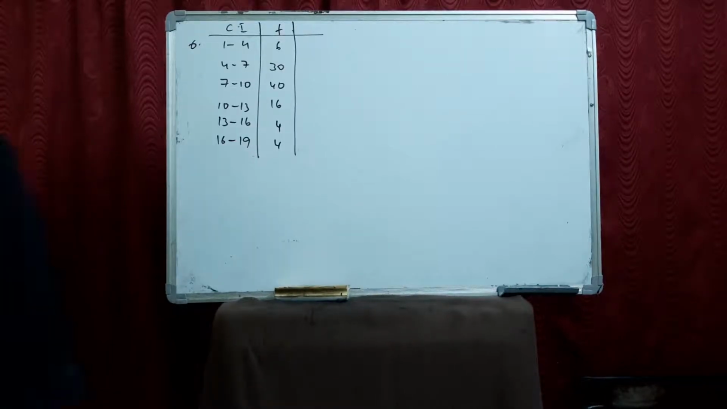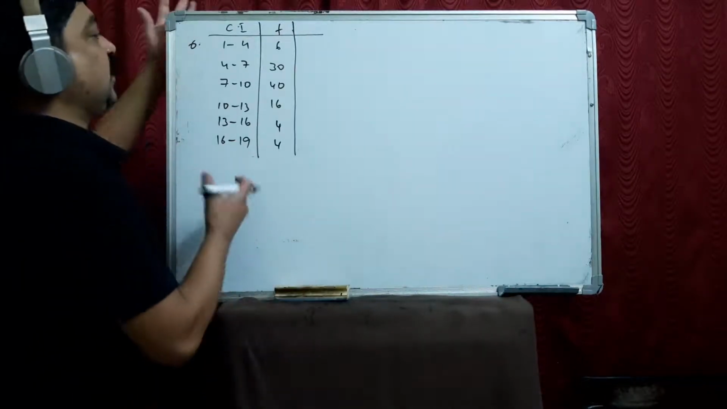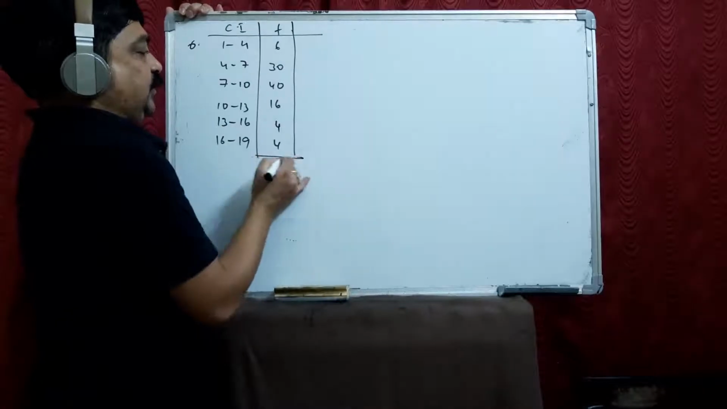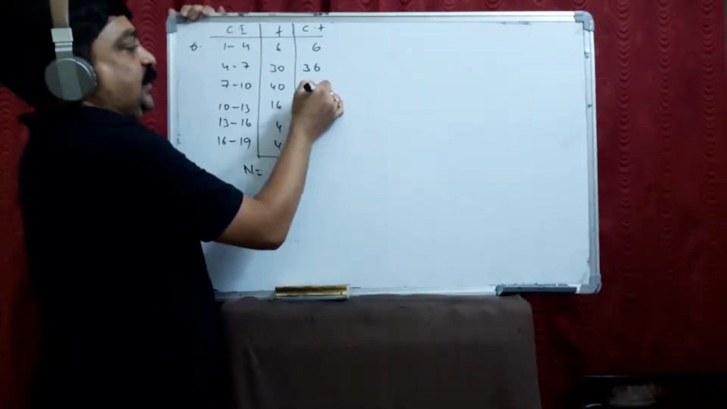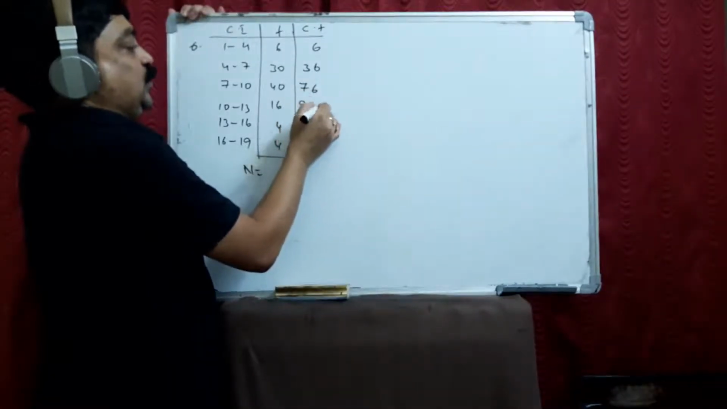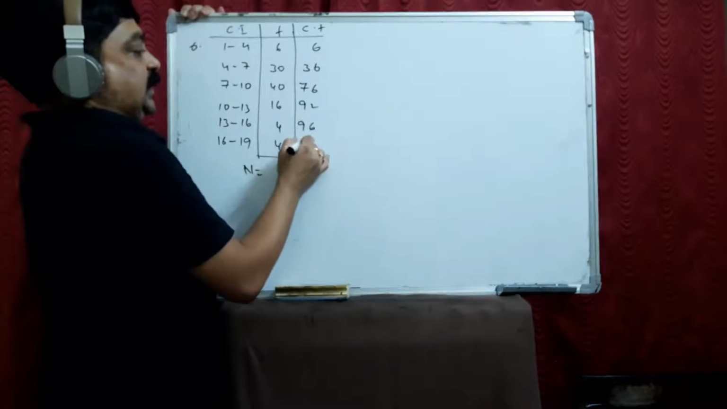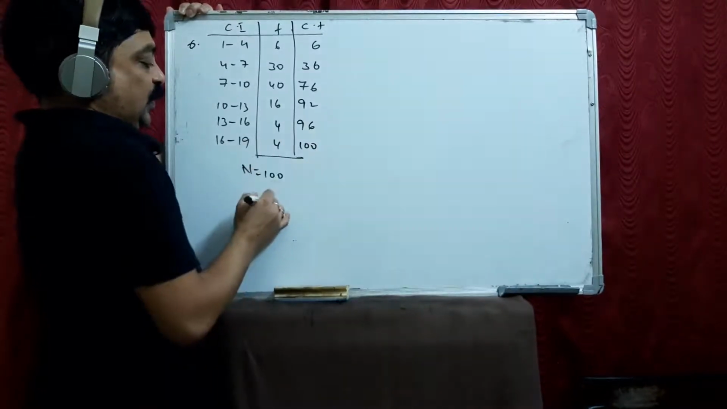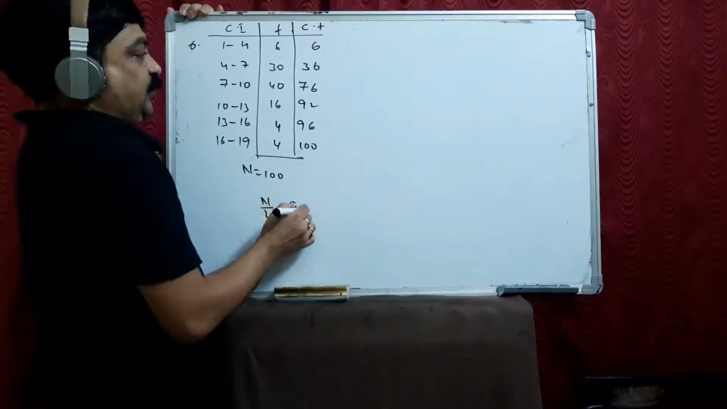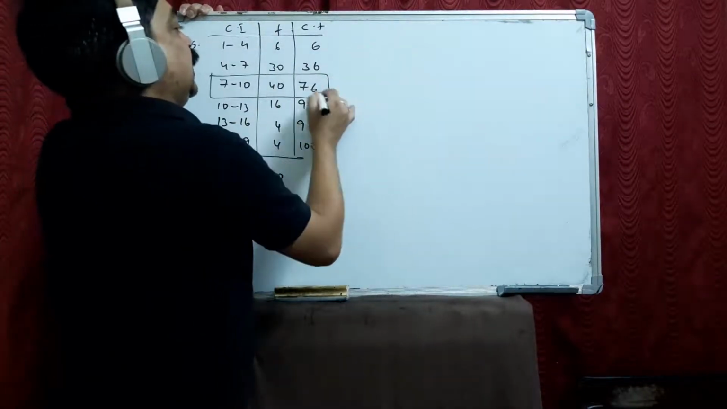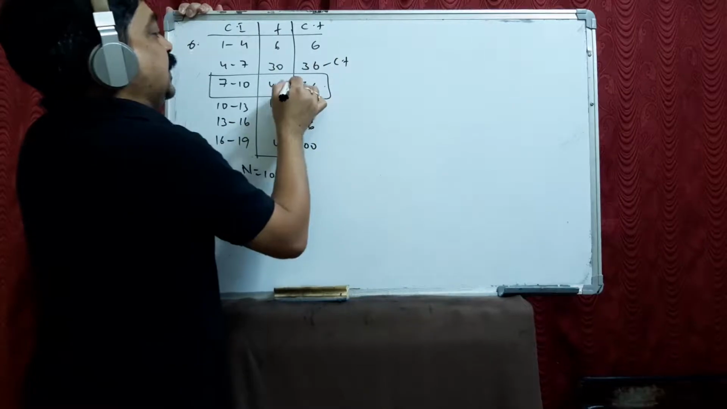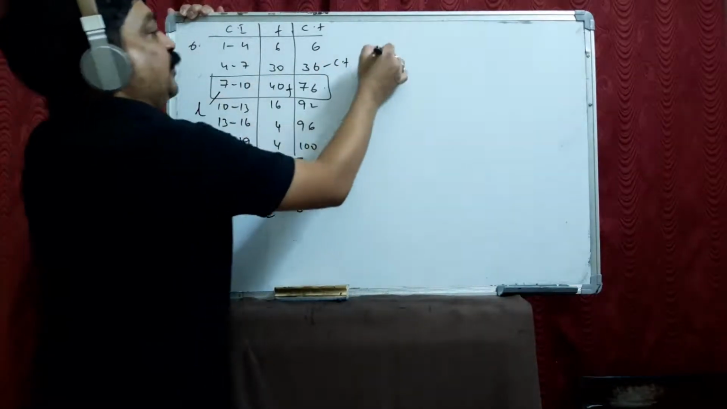Okay, let us see the sixth problem. The series is continuous, everything is fine, the values are there. Let us find the cumulative frequency so that we will get N also. 6, 36, 76, 92, 96, 100. So N is 100. What is N by 2? It is 50. Where is it crossing 50? This value. So this is CF and this is F, this is L.